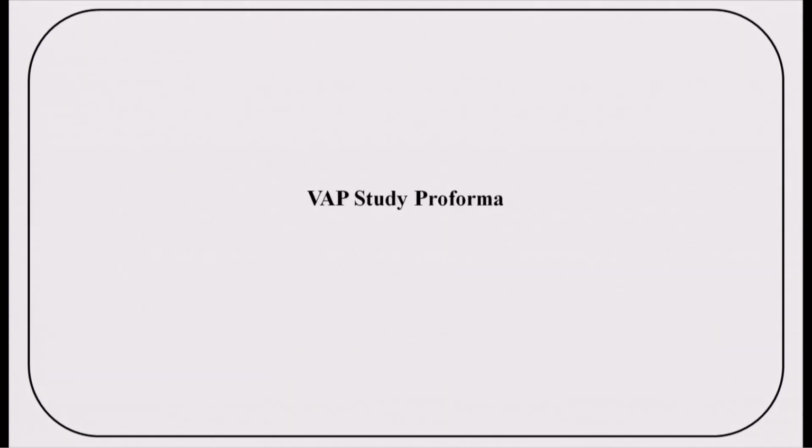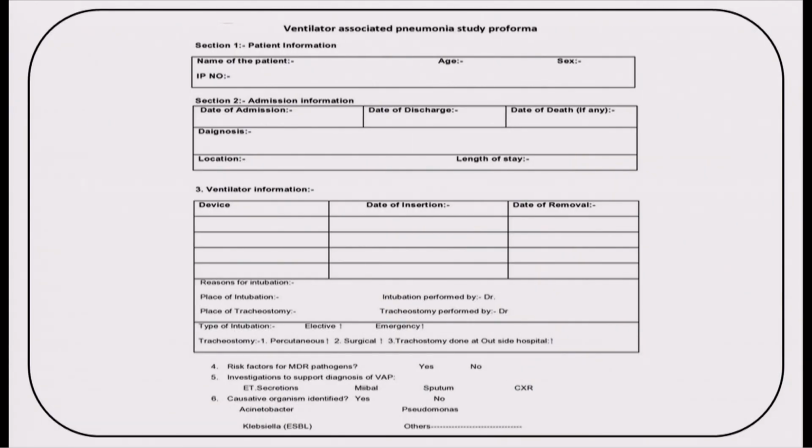In the next slide, if you see the VAP study pro forma, how are you going to collect the data and how are you going to analyze it? In the ventilator associated pneumonia study pro forma, the first column is about the details of the patient, the second column is about the information related to admission, discharge and length of stay, and it also has the ventilator information: when the device was connected to the patient, what is the date, and when it was removed. So, it has place of intubation, date of intubation, and if a tracheostomy has been done, the date of tracheostomy, and whether there is any risk of MDR pathogen.